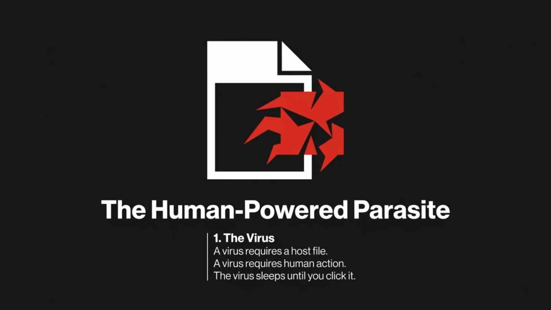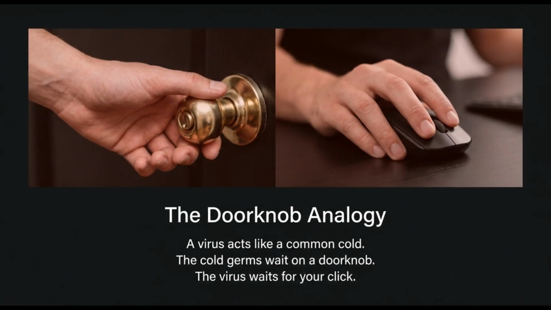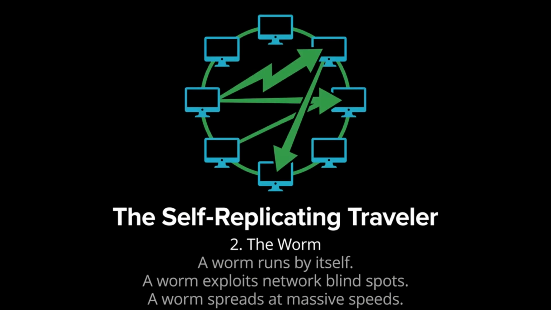First, the virus, also called the human-powered parasite. A virus requires a host file and human action to run. It remains dormant until you click on it. A good analogy for a virus is a doorknob with cold germs. Just as the germs wait for you to touch the doorknob, a virus waits for your click to activate and spread.